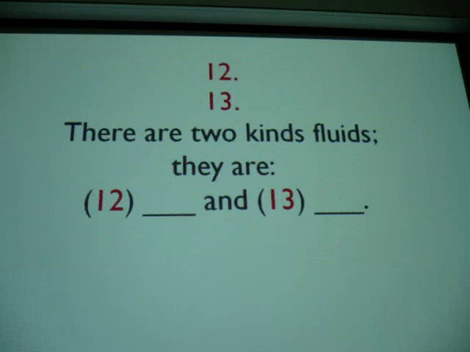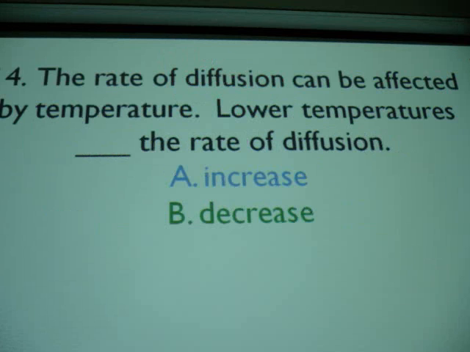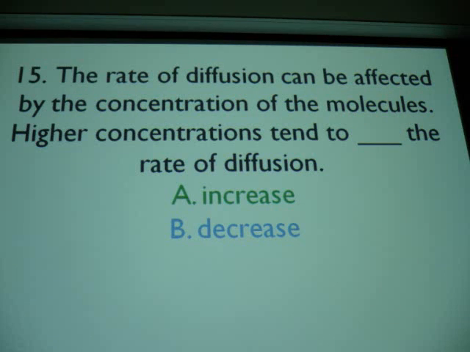Two kinds of fluids, we just talked about it. Gases and liquids. Low temperatures do what to how fast diffusion occurs? Decrease. It slows it down. Higher concentrations make it go faster or slower? Faster. It'll increase it. Faster.